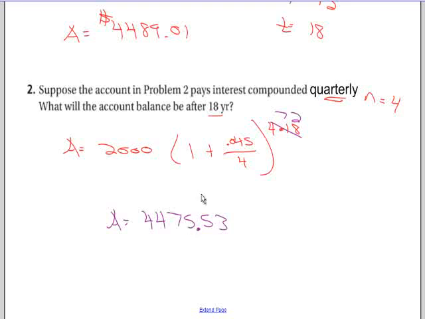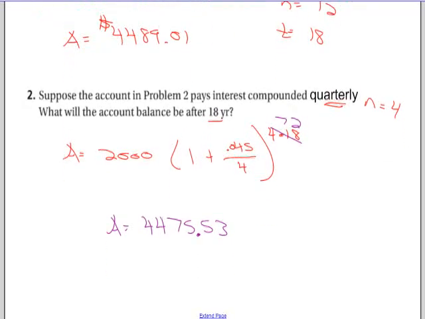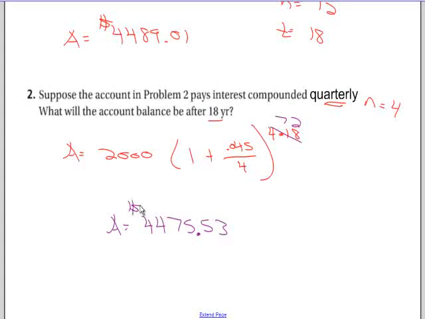It doesn't seem like a big deal, but compounding monthly instead of quarterly has gained us, what, $10, $14? $13.50. Now this is money that you didn't have to do anything for. So if you can get it compounded more often, that's going to raise you more money in an investment. But that's how we do it.